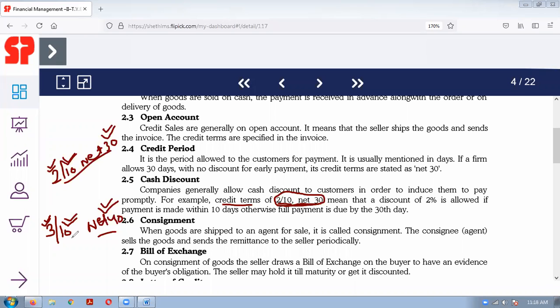Now you can see: if you pay within 8 days, you will get 3% discount. If you pay within 10 days, you will get 3% discount. But after that, if you pay, you will not get the discount. So suppose you are paying on the 12th day, you will not get any discount, so better pay by 40 days only. If you pay within 10 days, we will give you 3% discount; otherwise, you can pay till 40 days. Understood?